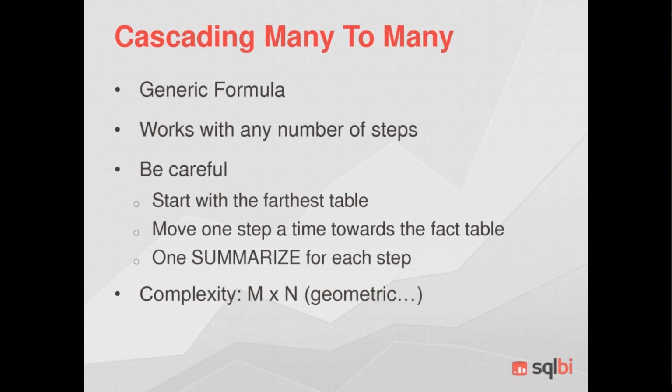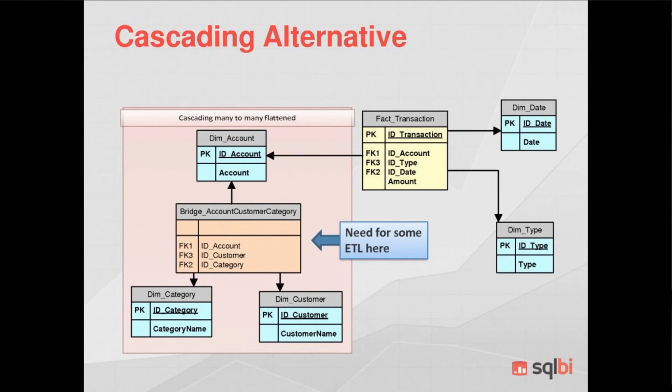If you have cascading many-to-many, there is an alternative approach, which is not that of traversing all the steps, but of flattening the cascading many-to-many. In this data model, we still have customers, categories, and accounts. But this time, instead of having 2 bridge tables, I created a single bridge table. And the single bridge table links account with customers with category. So it contains 3 different columns, and it relates to category, to customers, and to account.